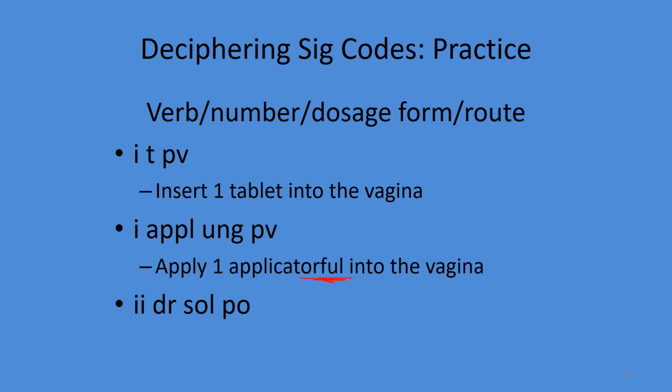DR, so that's not drops. Drops are GTT. So DR is dram. Yep, so 1 dram is similar to 1 teaspoon, so a small spoon, and I put here solution. So PO, we're going to take 2 teaspoonfuls by mouth. And remember to add the S after spoons.